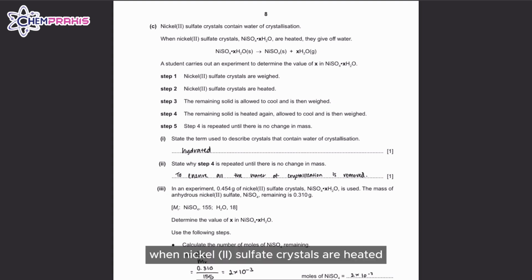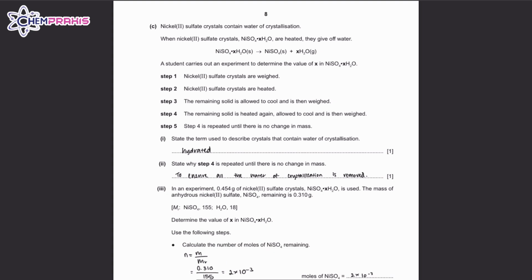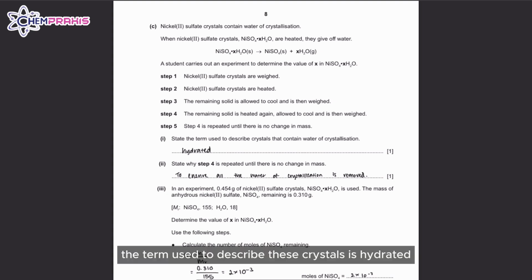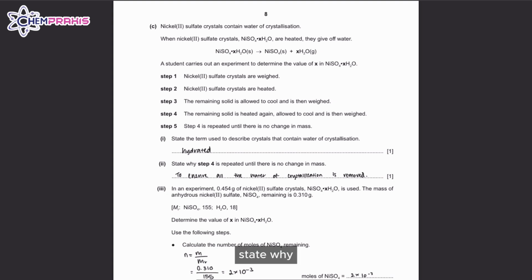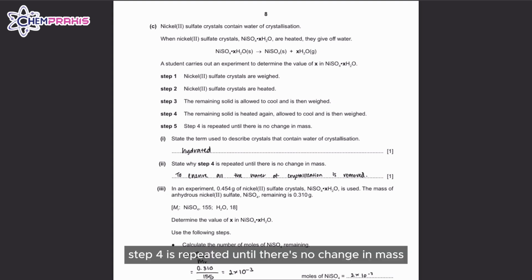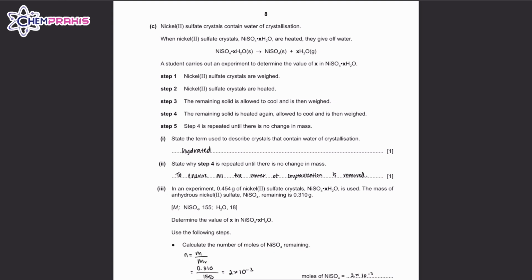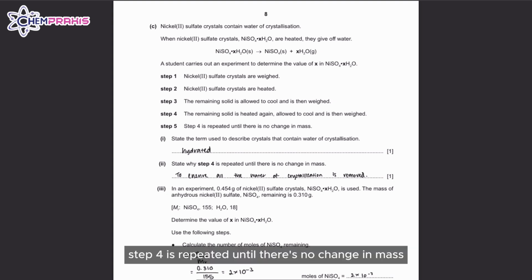Nickel(II) sulfate crystals contain water of crystallization. When nickel(II) sulfate crystals are heated, they give off water. State the term used to describe crystals that contain water of crystallization. The term used to describe these crystals is hydrated. State why step 4 is repeated until there is no change in mass. Step 4 is repeated until there is no change in mass to ensure that all the water of crystallization has been removed.